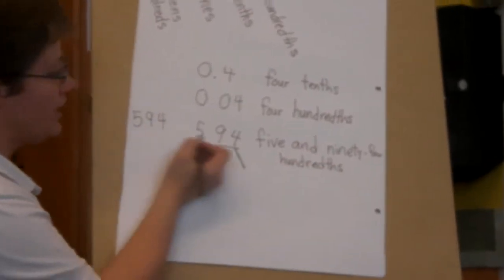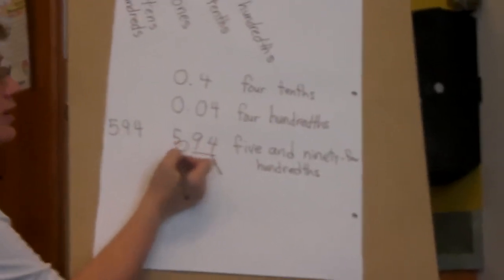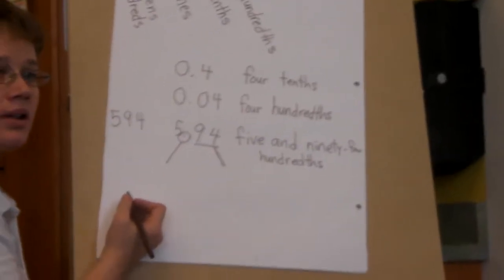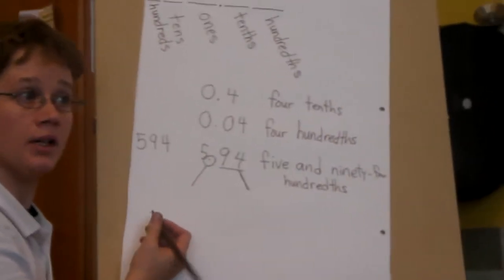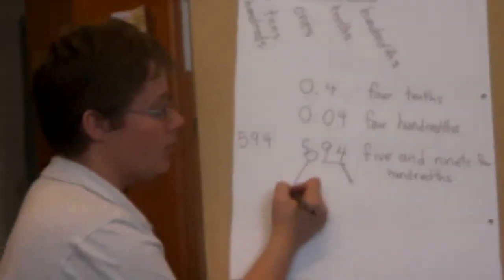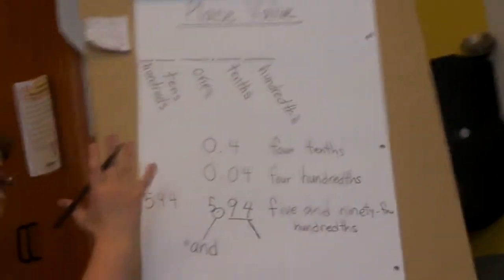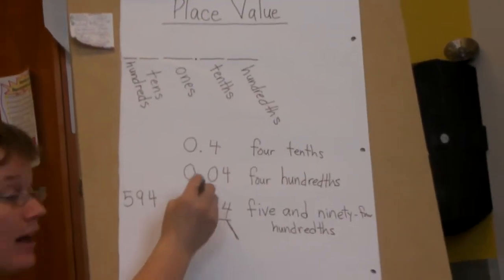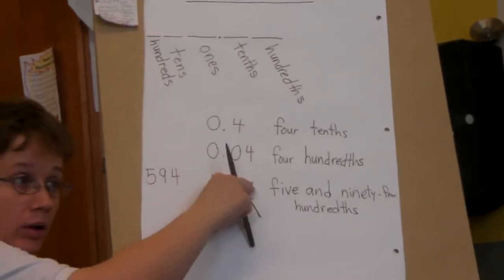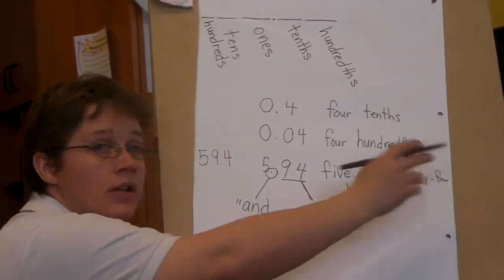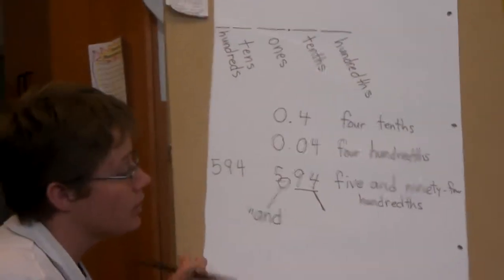Hundredths. So anytime you see this decimal, what did I say that this decimal meant? What did I say the decimal meant when you see it? And. Okay, it means the word and. Because it's 5 whole and then a part of 1 whole. And I can have as many numbers over here as I want. It's still just a part.